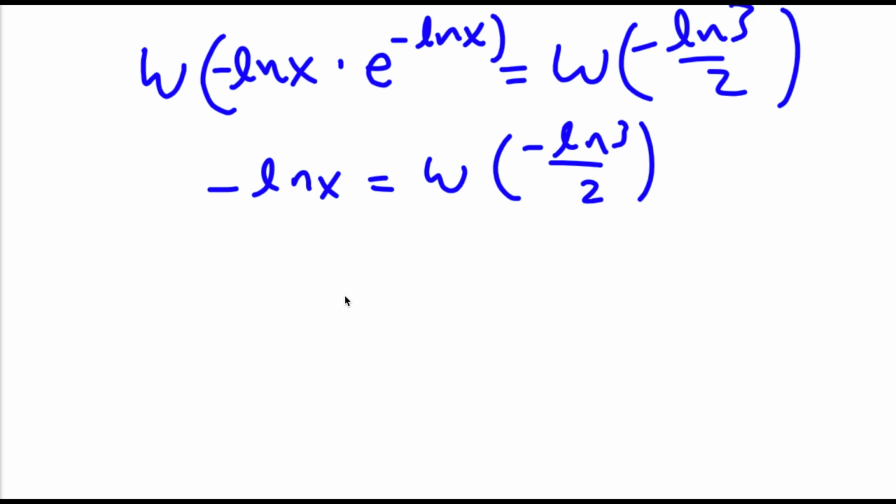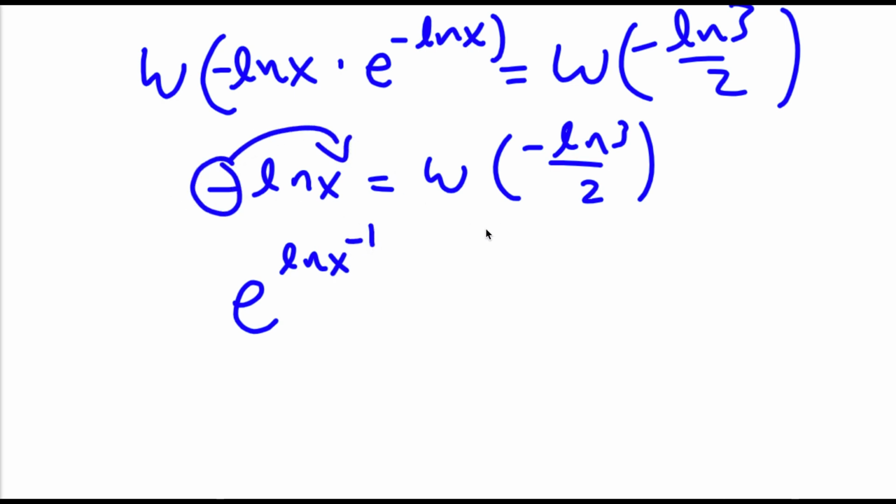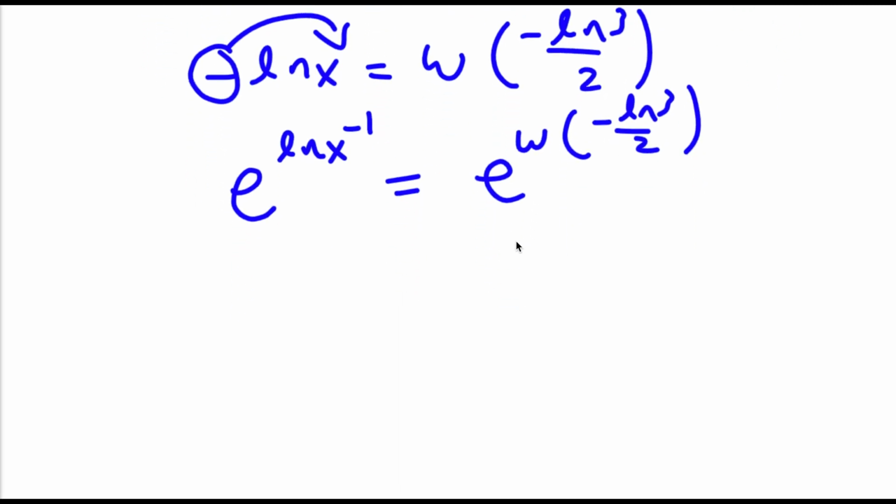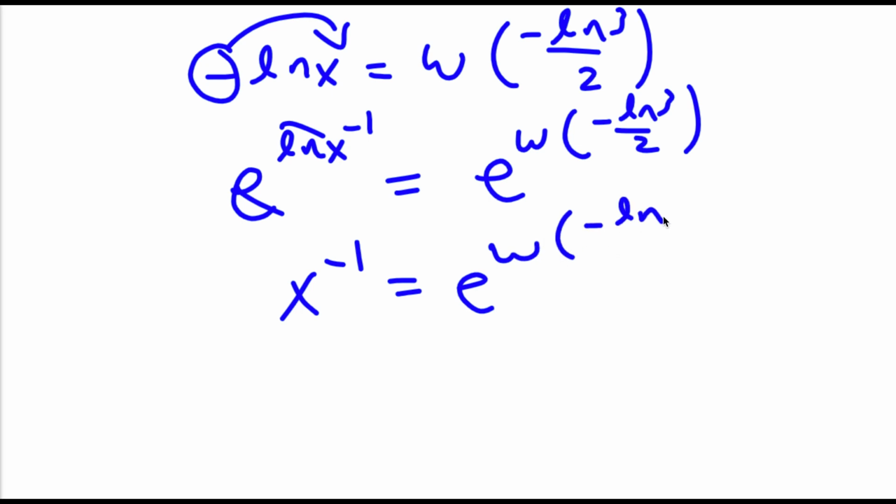Now, if I take the power of e on both sides, I have e to the power of ln x to the power of negative 1, because I can move this to the front. And this is equal to e to the power of W negative ln 3 over 2. Now remember, e and ln cancel out, so now I have x to the power of negative 1 is equal to e to the power of W of negative ln 3 over 2.